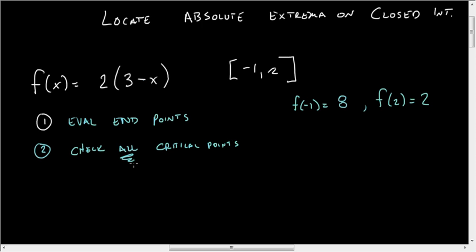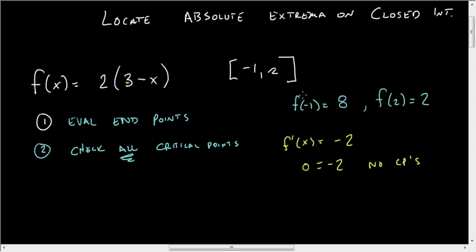Now we want to check the critical points, which is where either A, the derivative is 0, or B, the derivative does not exist. So if we find the derivative, we find that this is in fact 6 minus 2x. Our derivative is -2. All right, so where are the critical points? Well, when does 0 equal -2? It doesn't. So there are no critical points.